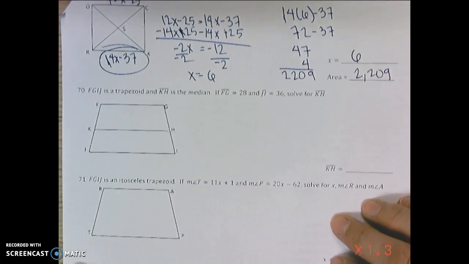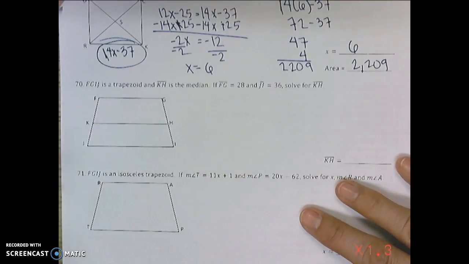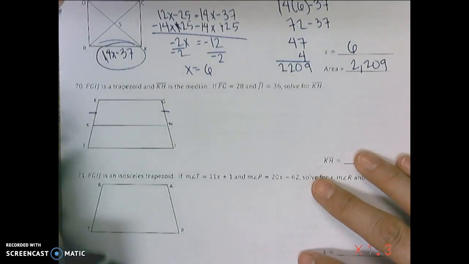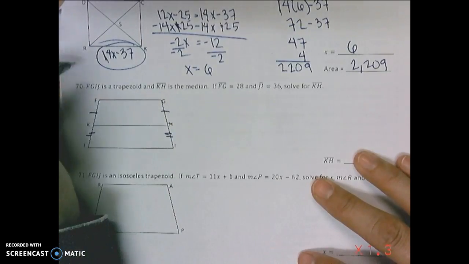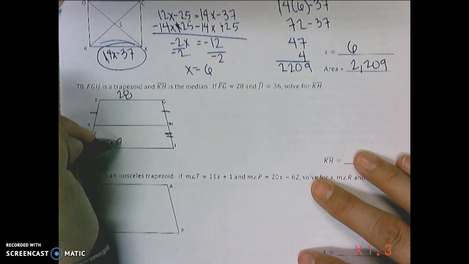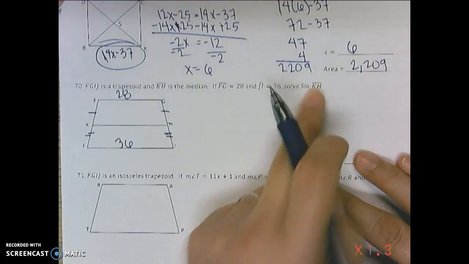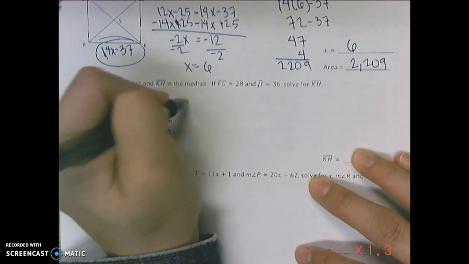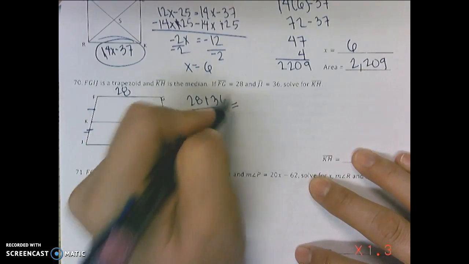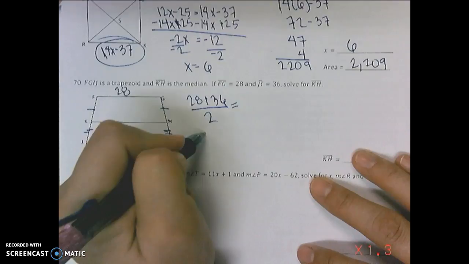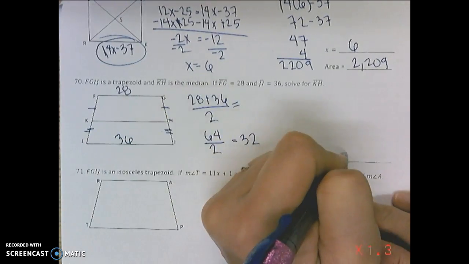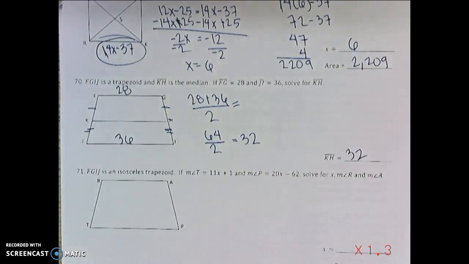All right, so now we're moving to a trapezoid. KH is the median. All right, right here, KH. That means this and this are congruent, and this are congruent. FG is 28, and JI is 36. We want to solve for KH. Remember, we have to add our two bases, 28 plus 36, and divide them by 2, and that will give us our median. So I have 64 divided by 2, and that is 32, which means our median is 32.